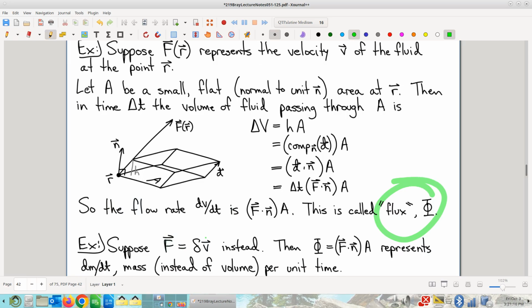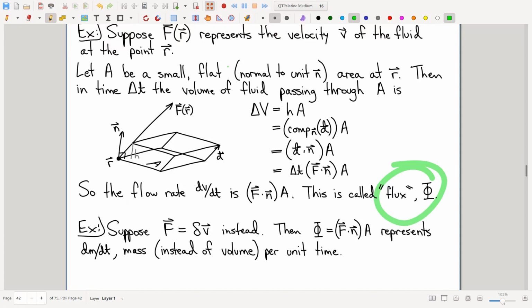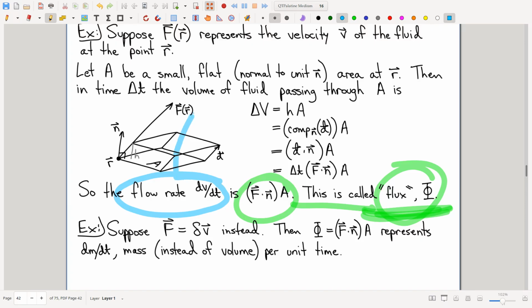Okay, so flux, this expression, was the answer to what is the flow rate with the understanding that the vector field represents the velocity of the fluid. Right, so that was the setup. The premise was that the vector field represents velocity. The question was what is volume per unit time, and the answer was flux.